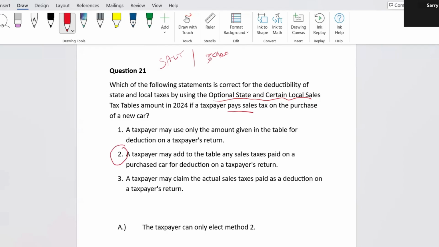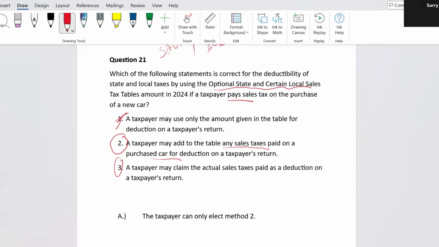So this is correct, because if you're using the table, just remember, using the optional state and certain local sales tax tables, you can add any sales tax paid on a purchased car for deduction. So you can add to it, which means that if we do 2, then we go back to the previous one. A taxpayer may use only the amount given in the table for deduction. So that one eliminates itself because it contradicts the second one. In other words, the first one is saying you can only use a table. That's it. The second one is saying you can use a table and you can add sales tax on there. And then the third option, a taxpayer may claim the actual sales tax paid as a deduction on a taxpayer's return. That is correct as well. So it leaves us with 2 and 3.